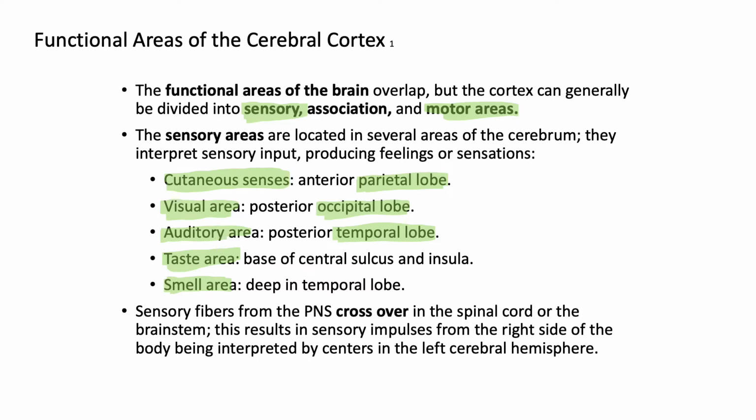It's worth mentioning that sensory fibers from the peripheral nervous system, coming from the skin and the different sensory organs, cross over in the spinal cord. So that's why the sensory information of the right side of the body is sensed in the left cerebral cortex, and the sensory information of the left side of the body is sensed in the right cerebral cortex. So make sure to remember this crossover. This crossover occurs at the level of the brain stem.